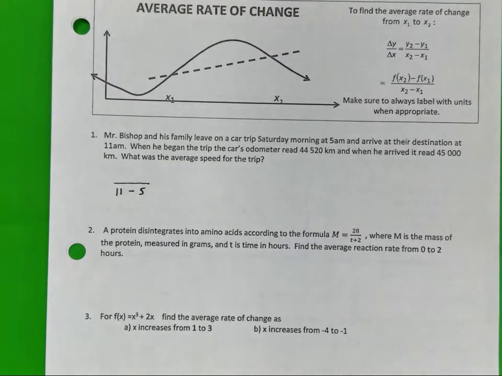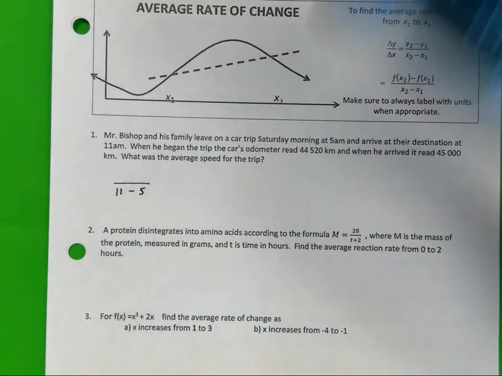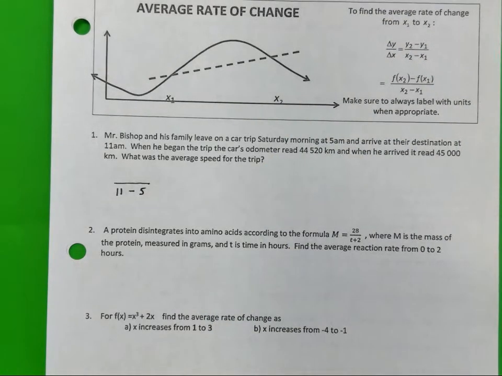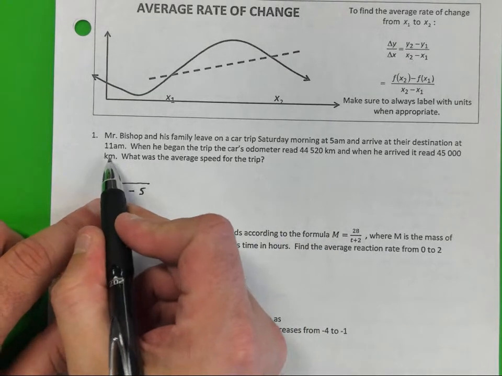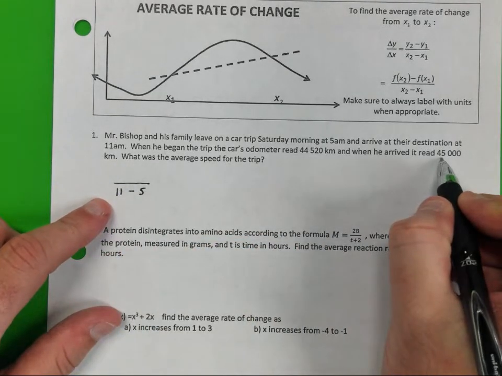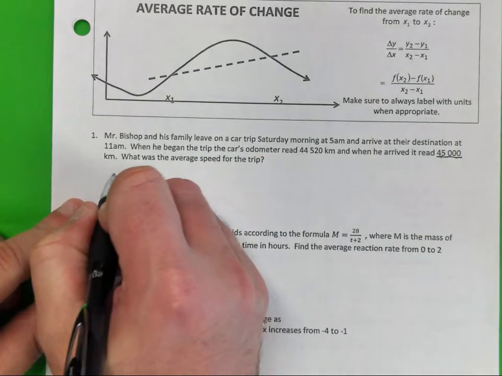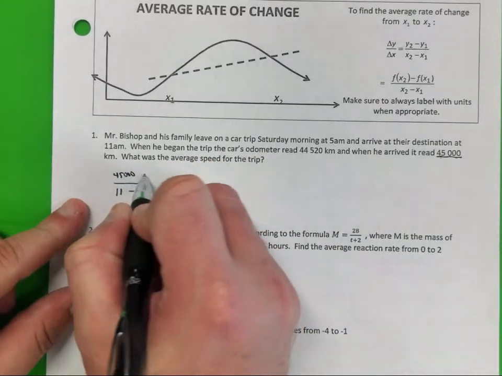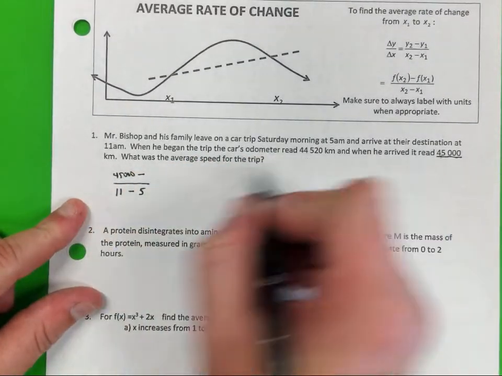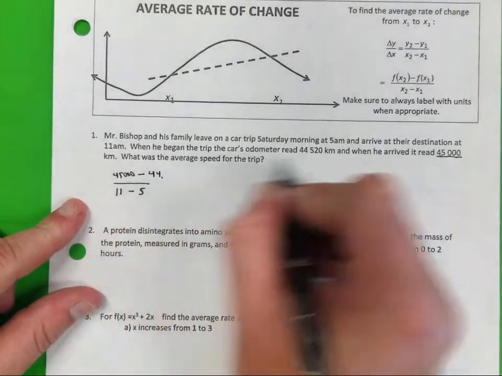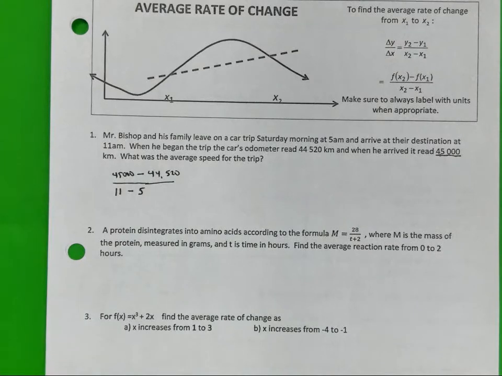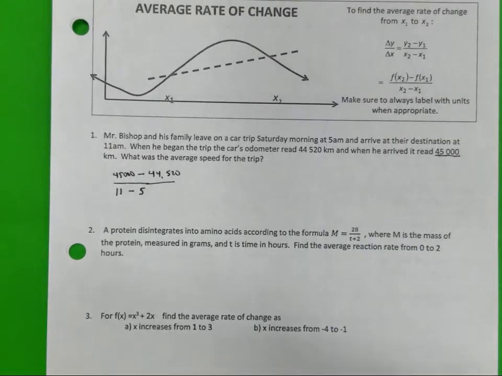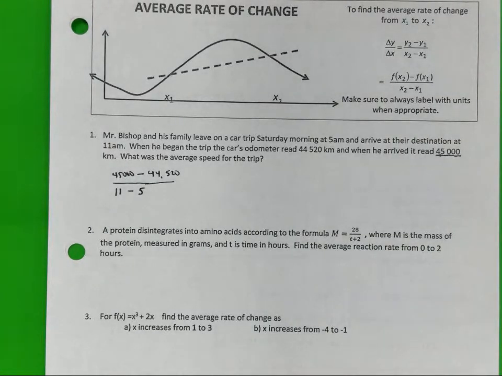You have to be careful though, it feels like PM. Oh, yeah, you have to be very careful, yep. But they're in the same AM. Okay, so at 11 a.m., how many kilometers did it read? 45,000. Minus, what was my starting? And then you just do the math. Subtract it and divide it by 6. And that would be your average rate of change.